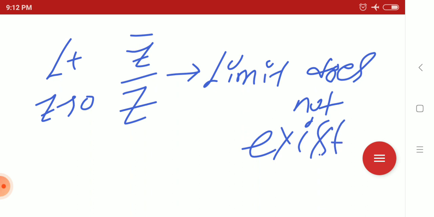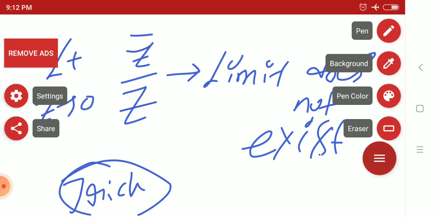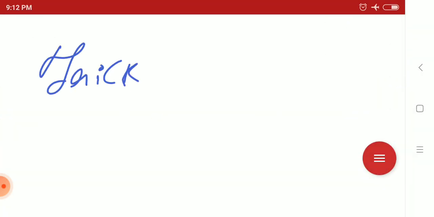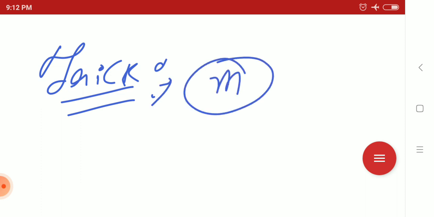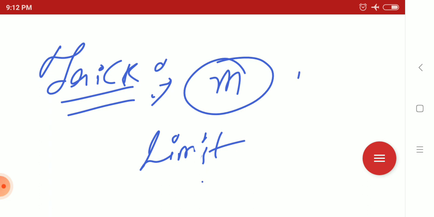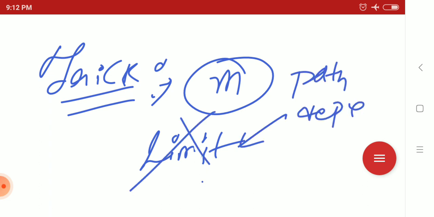Here is a trick for finding the limit of a complex function. If you get the m value in the complex function, then the limit will not exist, because the function will be path dependent. So the limit doesn't exist.